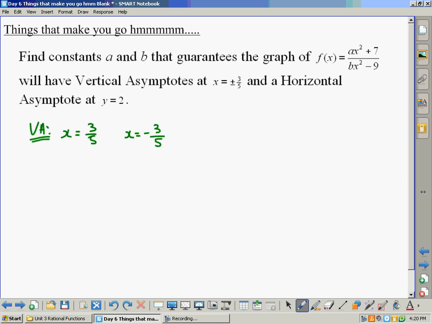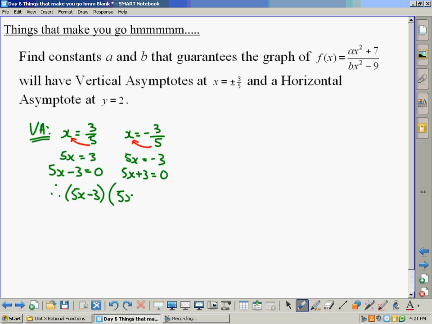Some of you might see that the answer is 5x minus 3 and 5x plus 3. How come? Remember, we can work backwards: if x equals 3 over 5, that gets multiplied by 5 to give 5x equals 3, and then setting it equal to 0, 5x minus 3 equals 0. So that must have been one of the factors, 5x minus 3. The other one uses the same math: 5x equals negative 3, so 5x plus 3 equals 0. So the other factor must have been 5x plus 3.